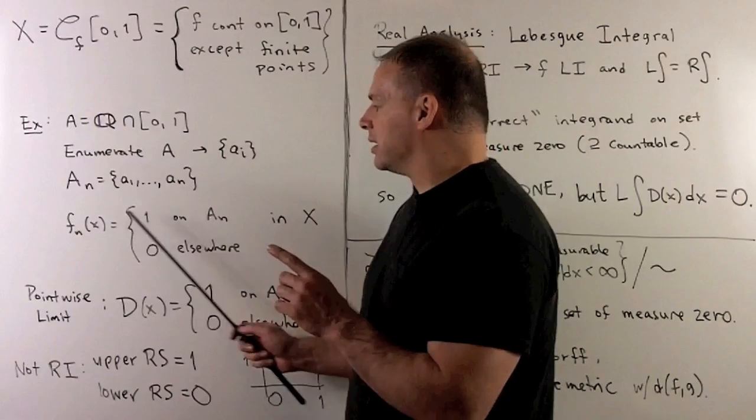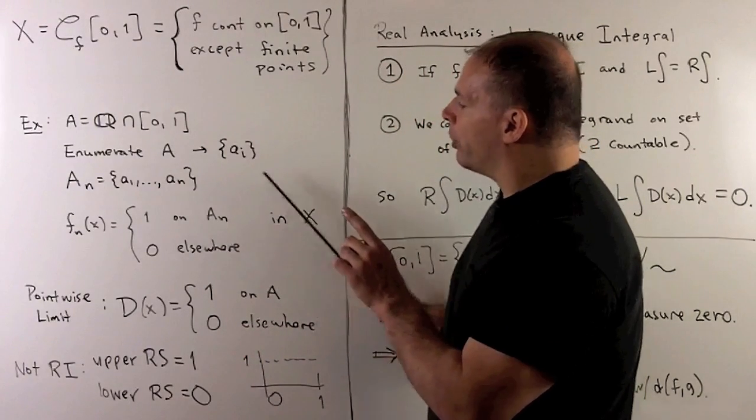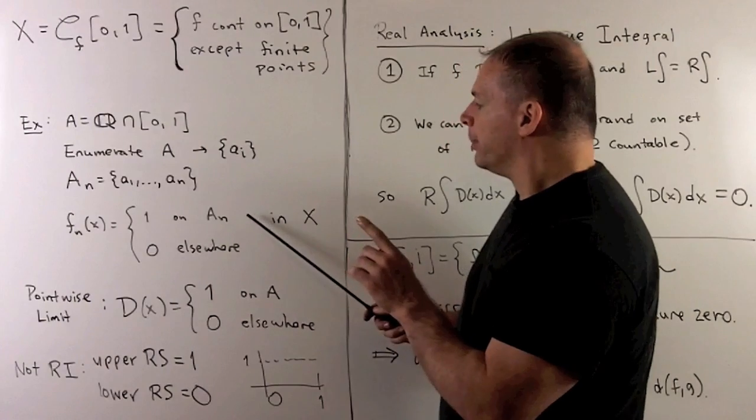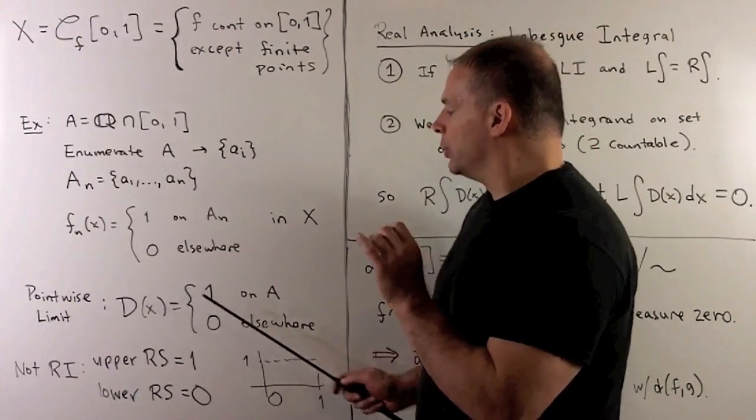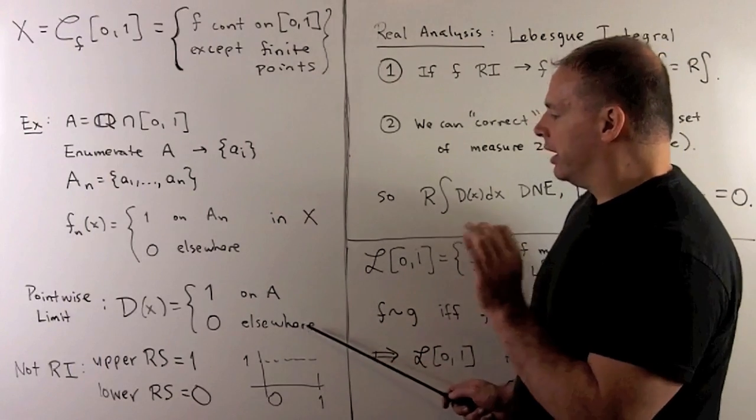If we take the pointwise limit, what's happening? Well, we're just adding in more and more points that have value 1. So this limit is going to be equal to 1 on the set of rational numbers in 0, 1, and 0 on the irrationals.